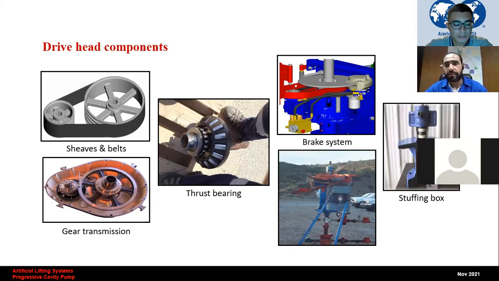And the stuffing box. As we said, the stuffing box will seal around the polished rod and prevent the leakage of well fluid. By tightening this cap, the cap will compress those rubber elements against the polished rod and prevent the leakage of well fluid.